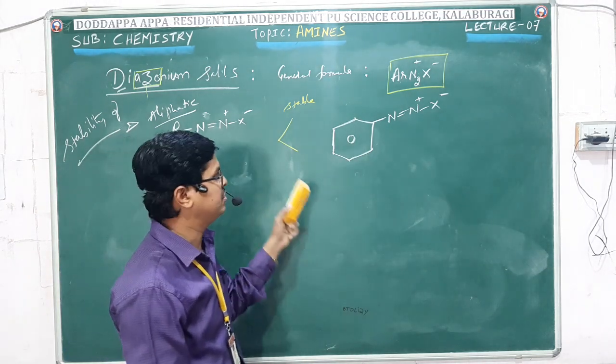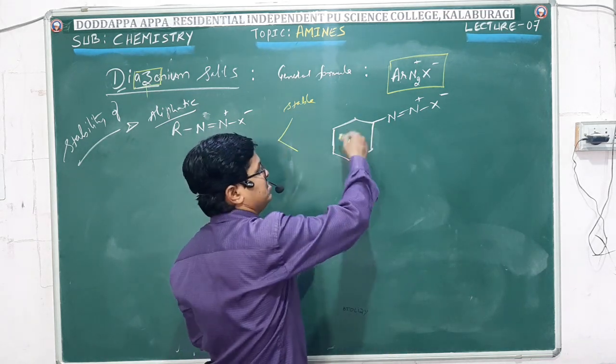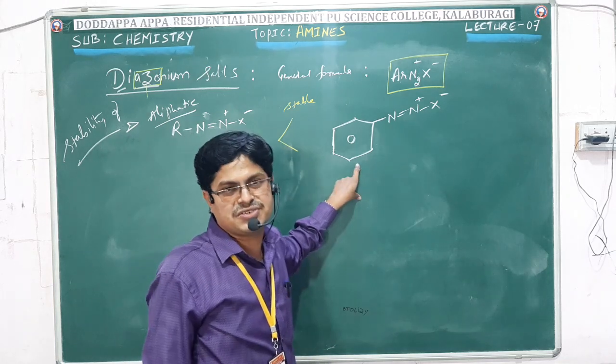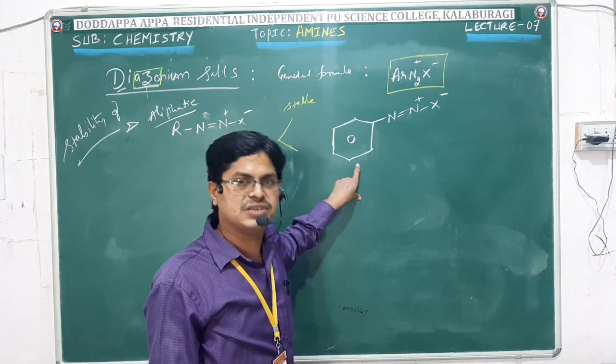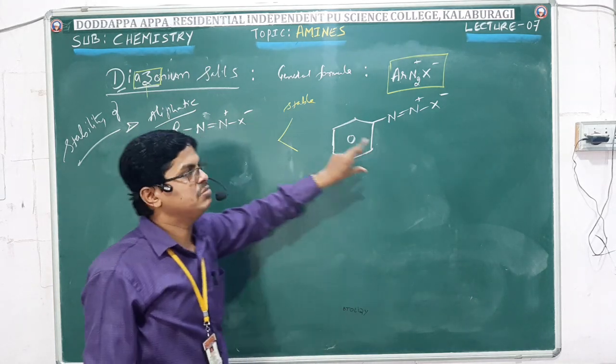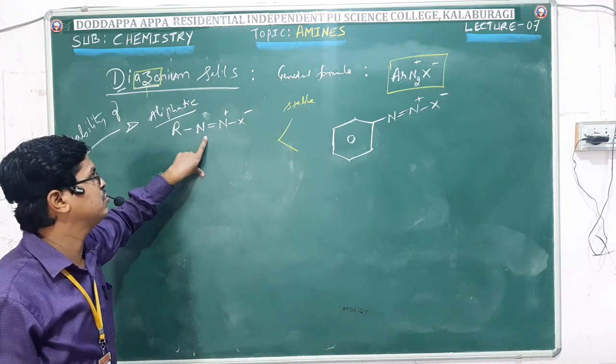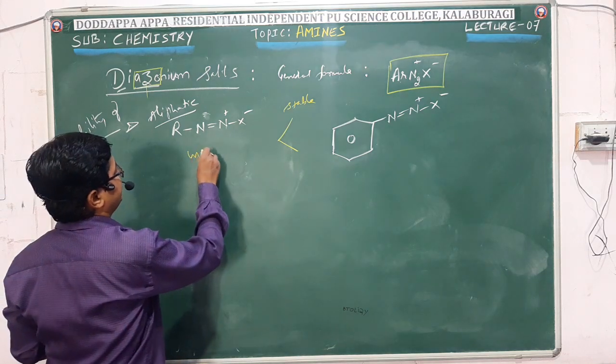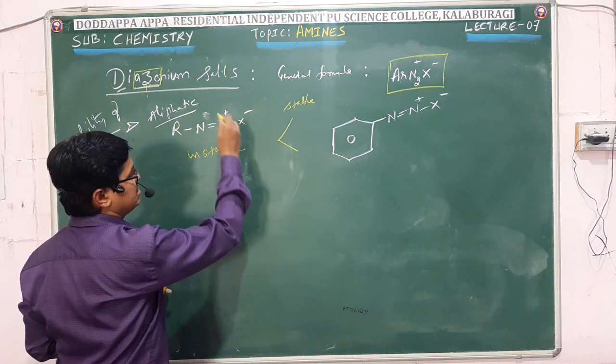Diazonium salt. Reason: because it involves resonance. The aromatic diazonium salt involves a resonance structure, and due to the resonance structure, it is stable. The aliphatic one does not involve any resonance structure, hence it is unstable.